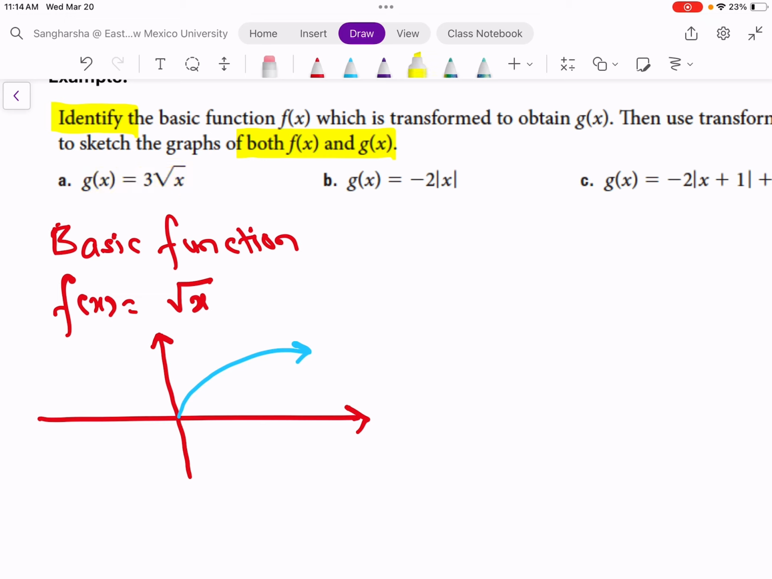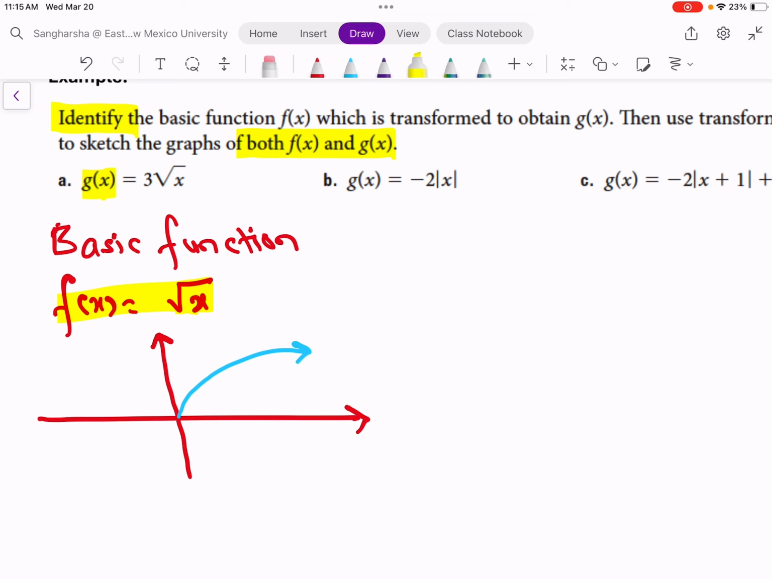What do we need to do to our basic function to get our g of x? How can we get g of x from this basic function? You are allowed to add, subtract, multiply, or divide. What do we need to do? If we compare, we need a 3 in front of the square root of x, right? And in order to get that, we need to multiply. So we choose a number 3, which is greater than 1, to multiply.